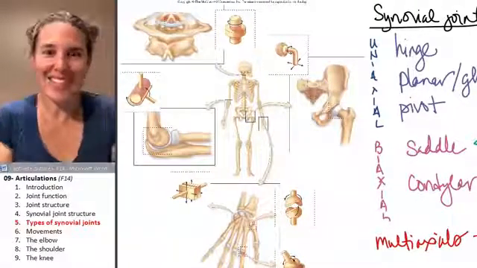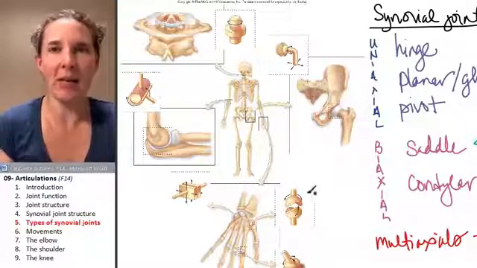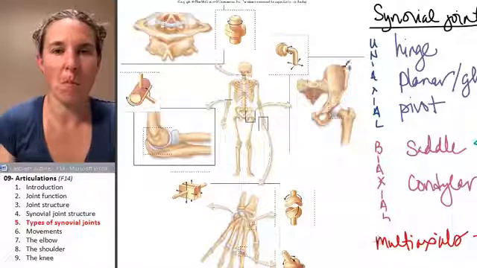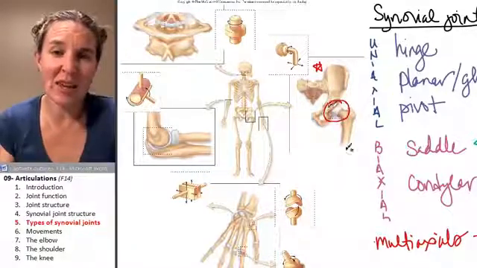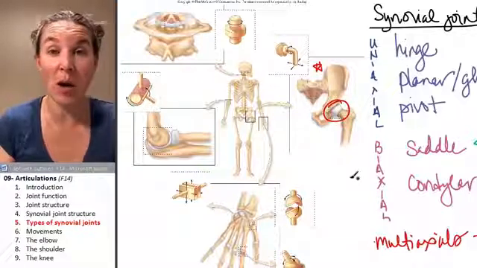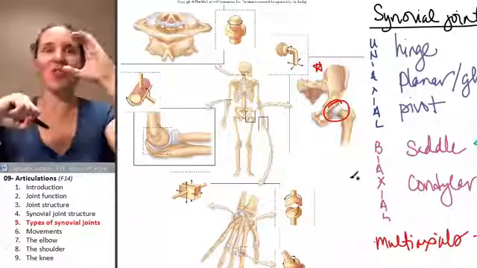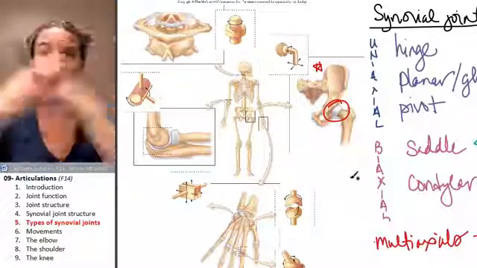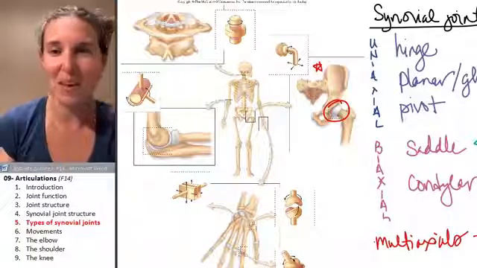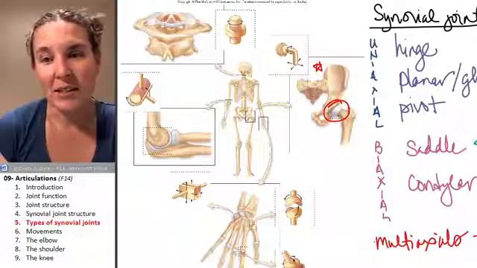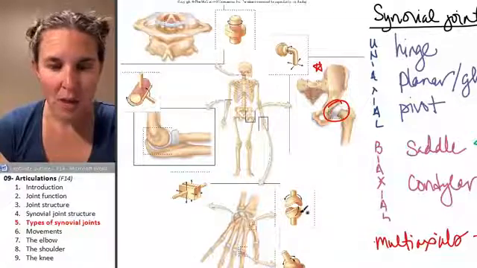Oh, look, and you can still see everything. Where on this drawing is my multiaxial joint? Here's my hip joint right here, and you can see that we've got a lot of movement that's possible. Here's the place where the joint is, ball, socket, there you go. Lots of movements possible there. All right, take a deep breath. Here's my example.